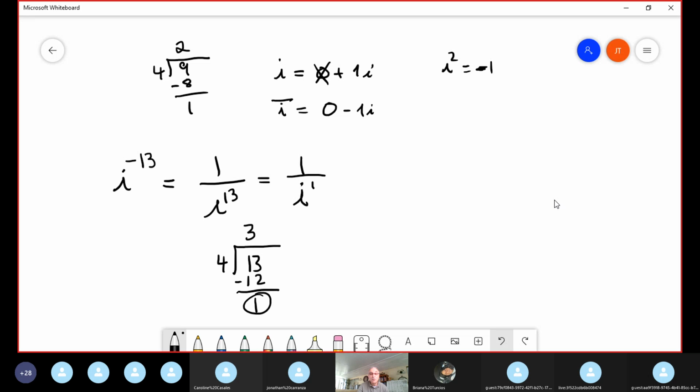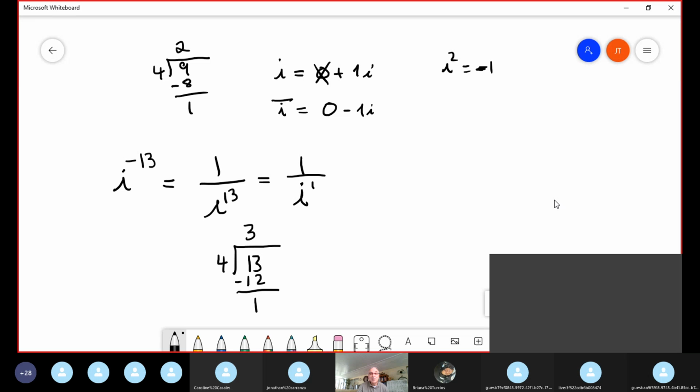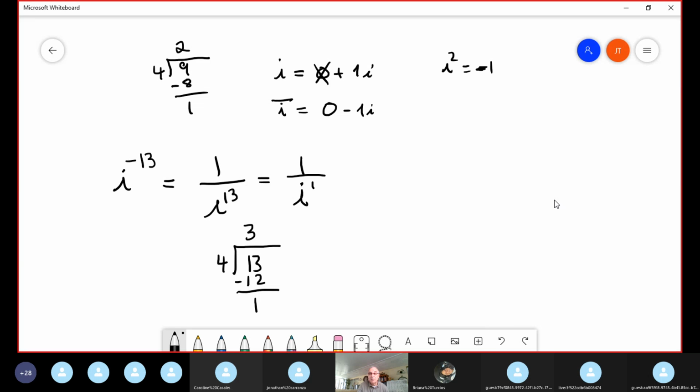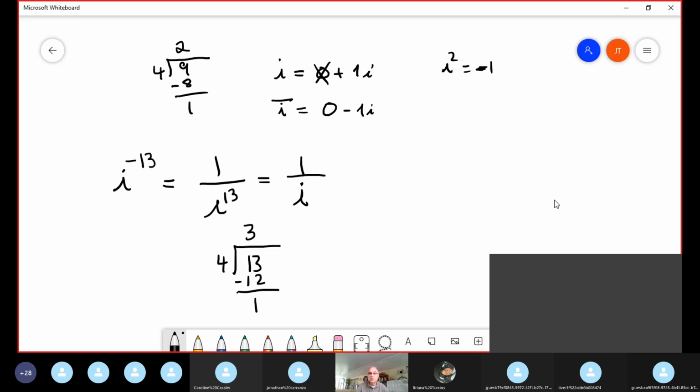You divide by 4 and take the remainder. Always, yes, I explained in the last class, Angelina. Always divided by 4. The reason you divide by 4, remember, is that I proved that the pattern repeats every 4. So this is the reason you divide by 4.